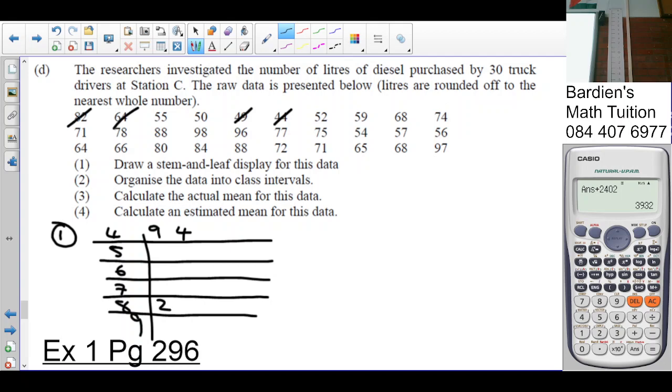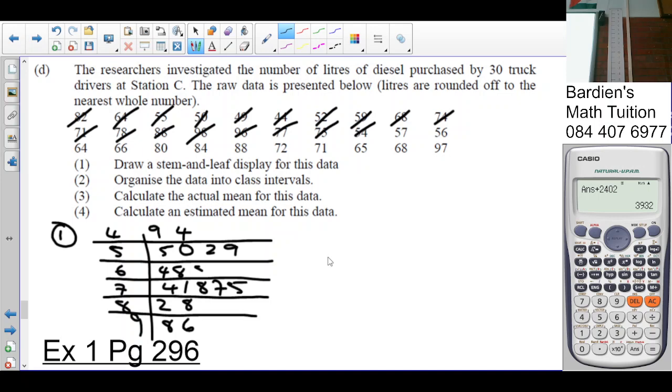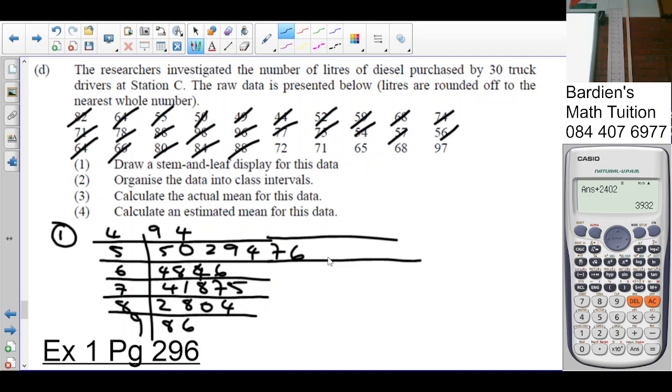82, 64, 55, 50, 52, 59, 68, 74, 71, 78, 88, 98, 96, 77, 75, 54, 57, 56, 64, 66, 80, 84, 88, 72, 71, 65, 68, 97.